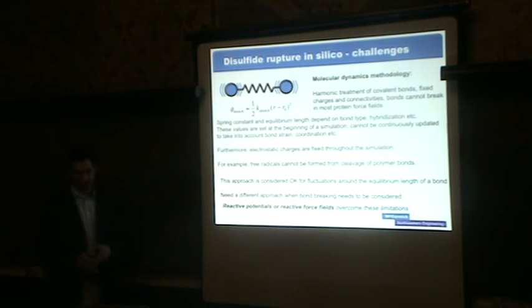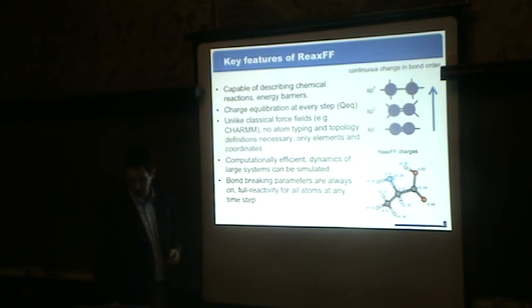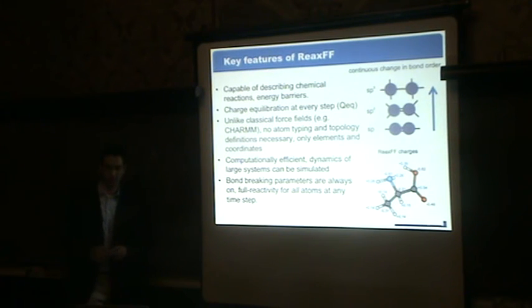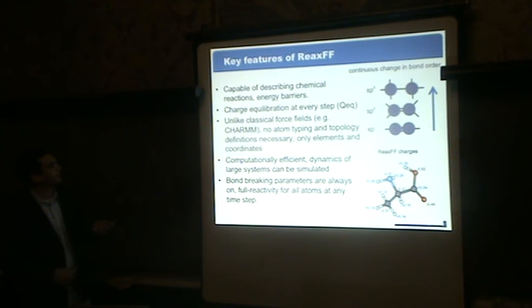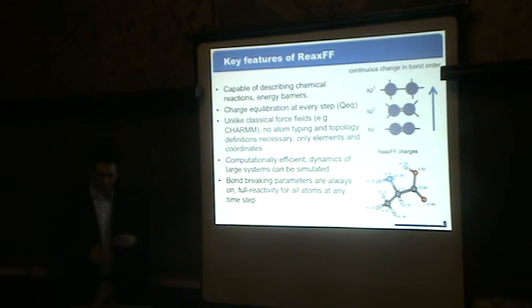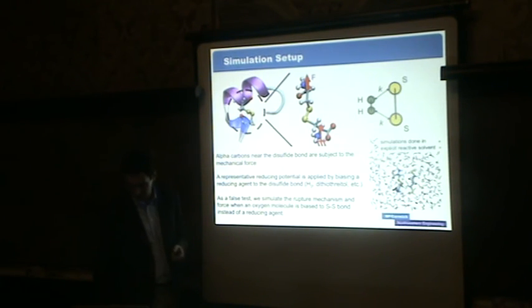So in silico, this is, as I mentioned, hard to do because we have these harmonic descriptions and we can't really break the bonds. So for this reason, we use reactive force fields, and we try to get a deeper understanding of how these bonds break as a function of reactivity. These are the key functions of reactive force fields that make us able to capture some of the aspects that we're interested in: changes in charges, changes in bond order, and computational efficiency that we can't easily do with other methods.